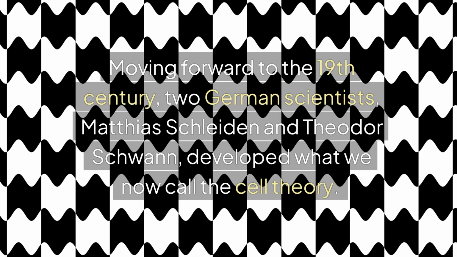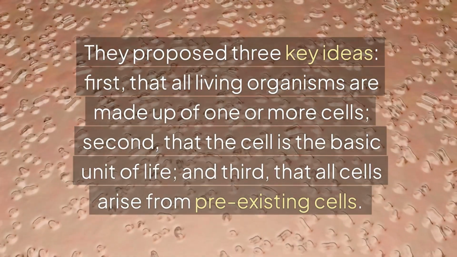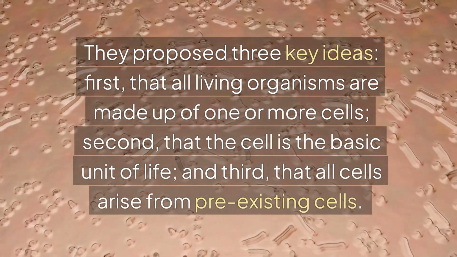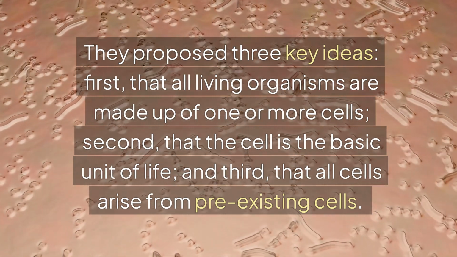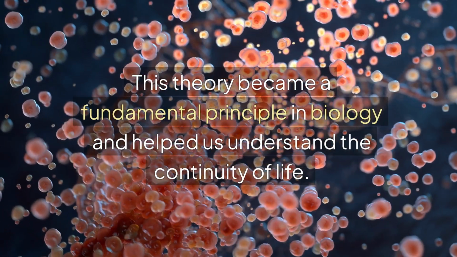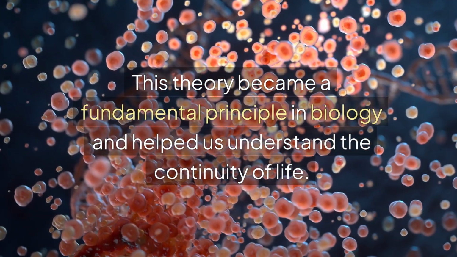Moving forward to the 19th century, two German scientists, Matthias Schleiden and Theodor Schwann, developed what we now call the cell theory. They proposed three key ideas. First, that all living organisms are made up of one or more cells. Second, that the cell is the basic unit of life. And third, that all cells arise from pre-existing cells. This theory became a fundamental principle in biology and helped us understand the continuity of life.